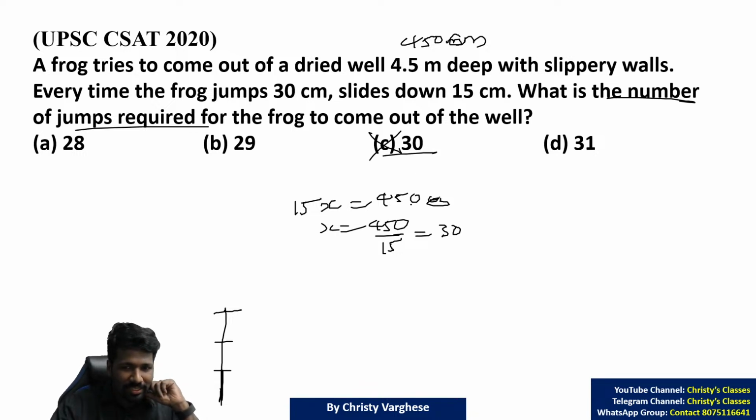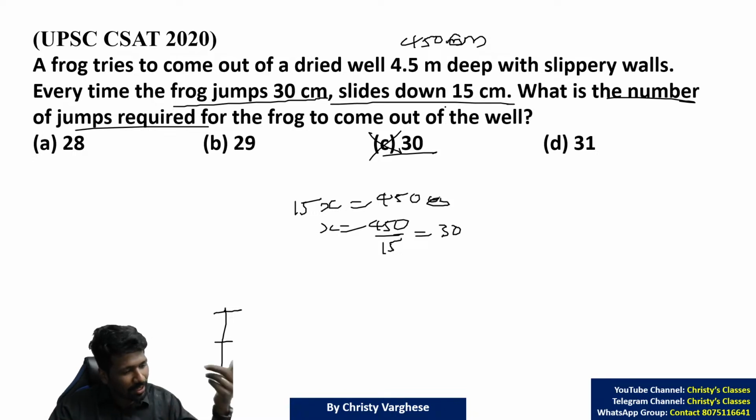30 is not the answer because every jump is not 15. The final jump is 30 centimeter. Why? What is the question saying? Frog jumps 30 centimeter upward, then only slides down 15 centimeter. First 30 centimeter, then 15. So by that logic, 15, 15, 15, 15, just think about 28th jump.